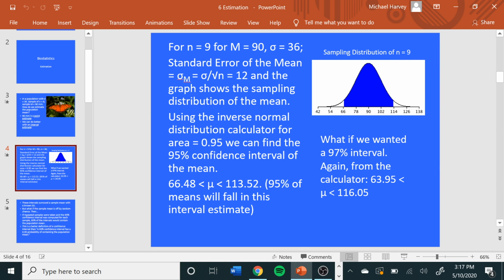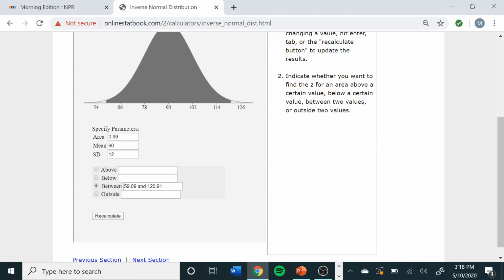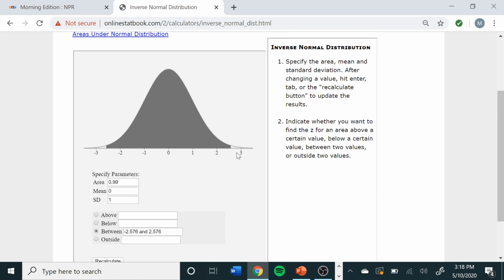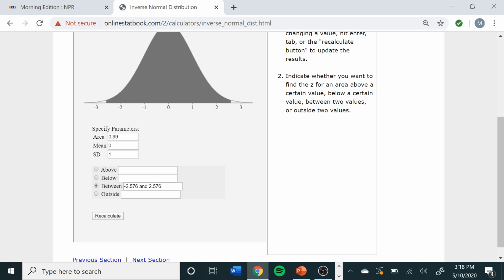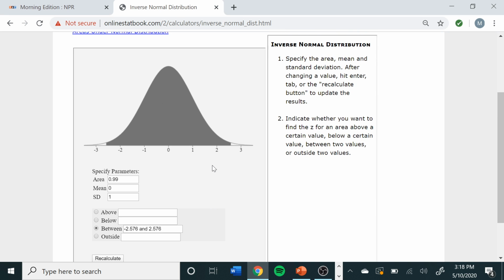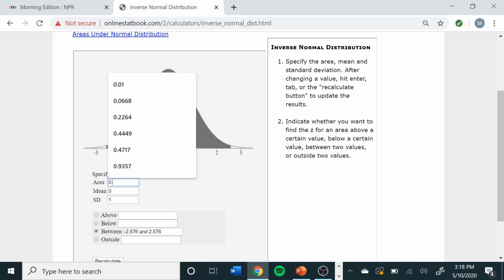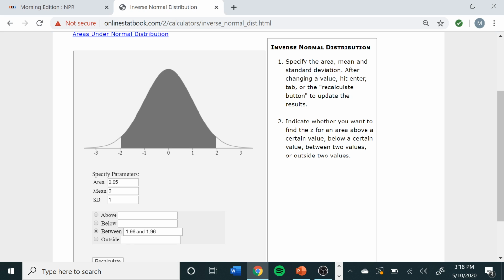Okay, now there's another way to find a confidence interval with data like this. Let me show you this. So let's go back to the standard normal distribution. Remember, it has a mean of 0 and a standard deviation of 1. 99% of the standard normal distribution is between negative 2.576 and positive 2.576. And then 95% is between negative 1.96 and positive 1.96.